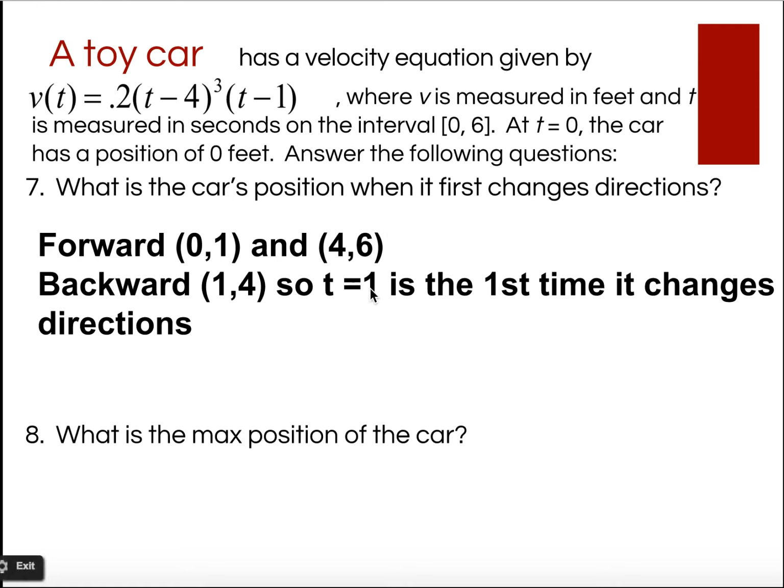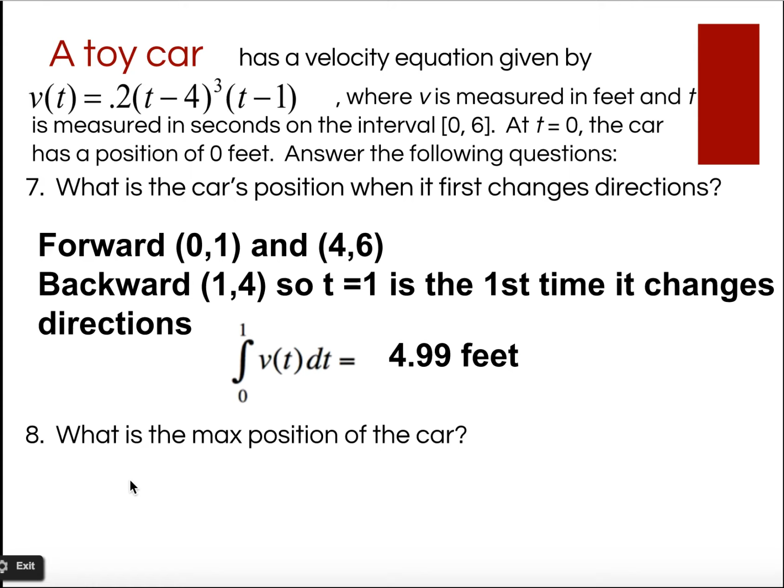So we know at 1 second it changed directions first, so now we just plug this into our integral. We're going to go from 0 to 1 because we don't have the position equation. So we're going to do the integral of the velocity from 0 to 1, and the position at 1 second is 4.99 feet.